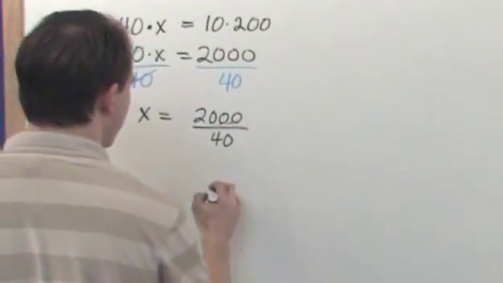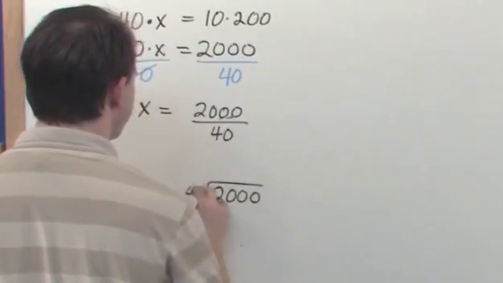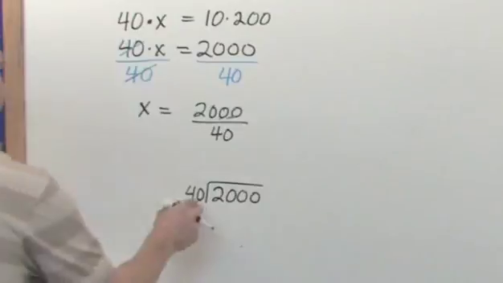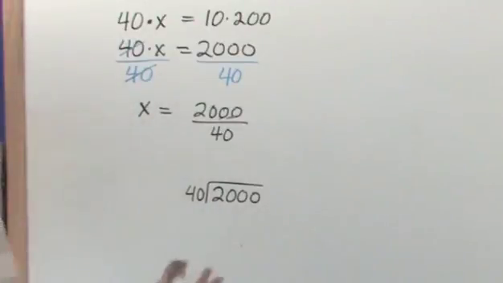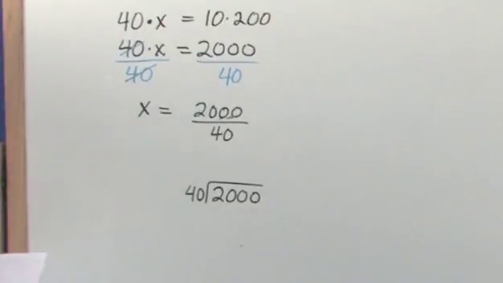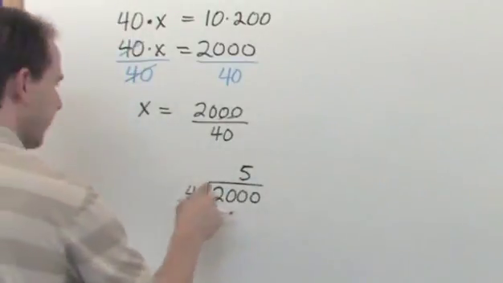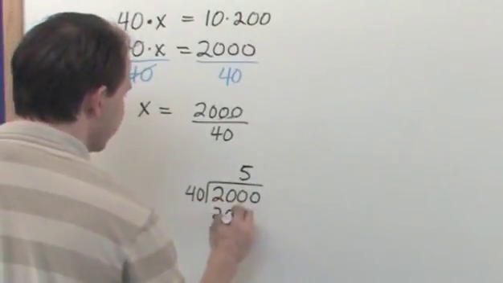So what is that answer? What is 2,000 divided by 40? How many times does 40 go into 200? How many times does 40 go into 20? Well, it can't go at all, so let's expand. How many times does 40 go into 200? Well, the answer is 5, because 5 times 40 is 200.